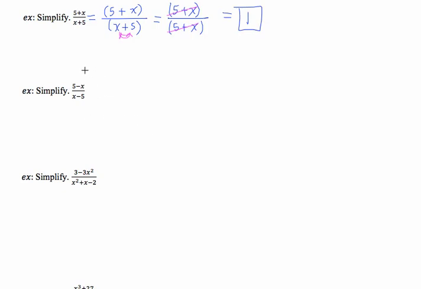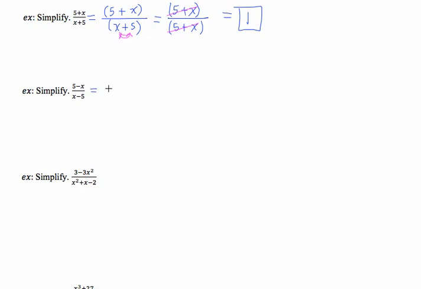Okay, the next one is very, very similar but a little different because we have minuses. We have 5 minus x over x minus 5. Now 3 minus 2 is not the same as 2 minus 3. So these are actually not the same. But what we can do, you may remember this from before, is we could factor out a negative 1 from one of the two terms.